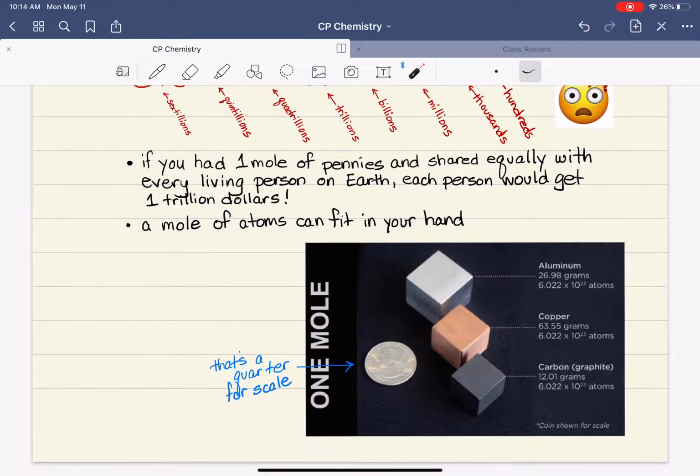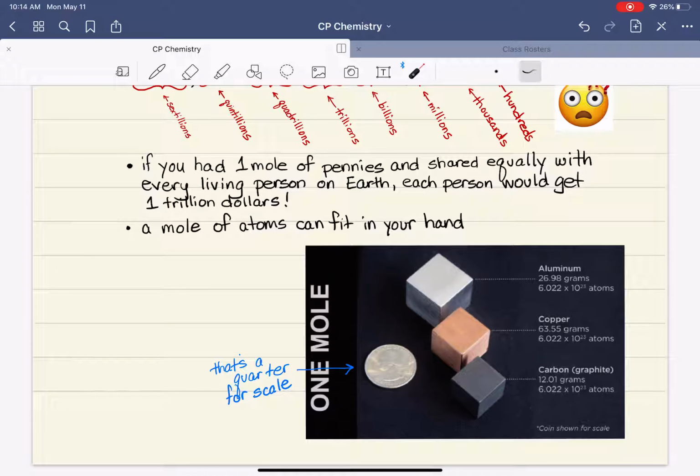If you had a mole of pennies and you wanted to divide it up equally with every single person on earth who is alive today, that's a mole of pennies. Every single person in the world would get $1 trillion. That's an enormous amount of money, probably more than you would be able to spend in your lifetime.